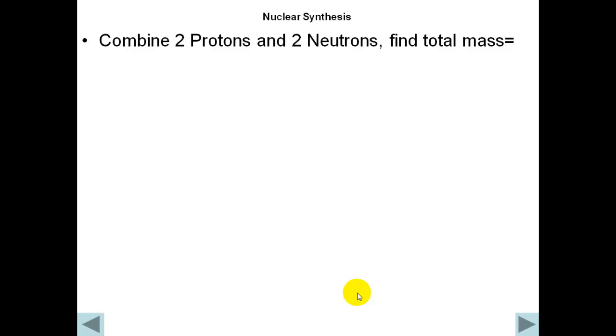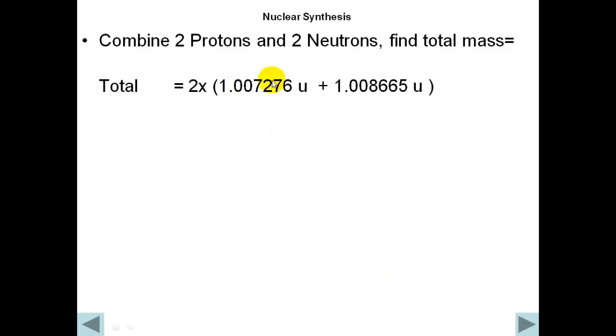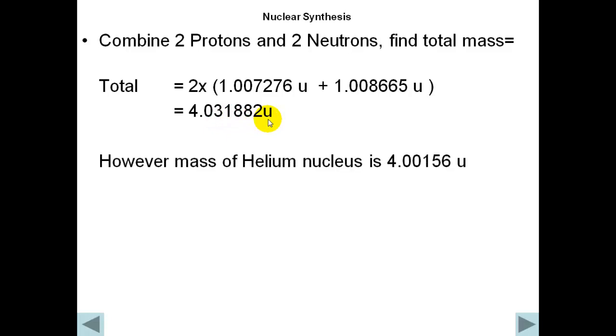Now, nuclear synthesis. What happens when we have nuclear synthesis? Let's say we combine 2 protons and 2 neutrons, we find the total mass. The total is going to be the sum of the 2 protons and the sum of the 2 neutrons in unified atomic mass units, and we're going to end up with this value, which is basically 4.031882 unified atomic mass units. However, if you weigh the mass of a helium nucleus, you're going to find it has a mass of 4.00156 unified atomic mass units.